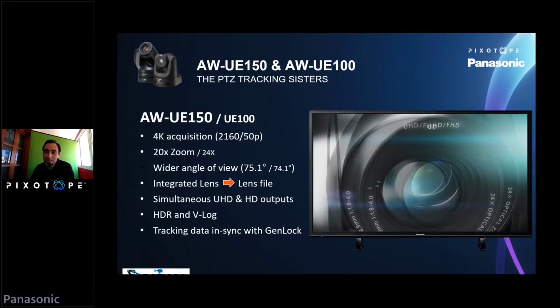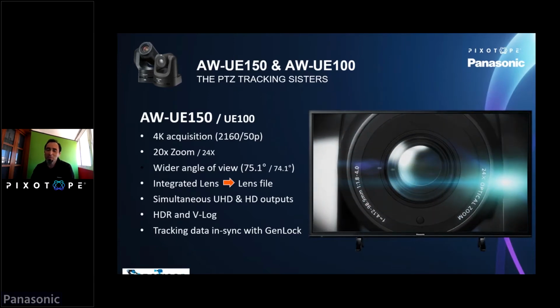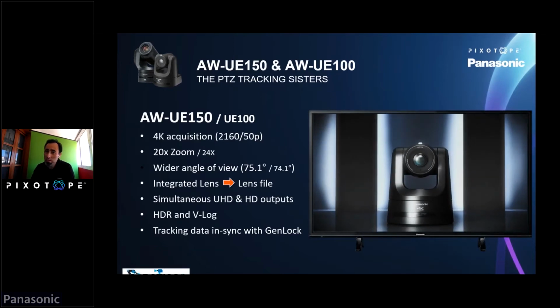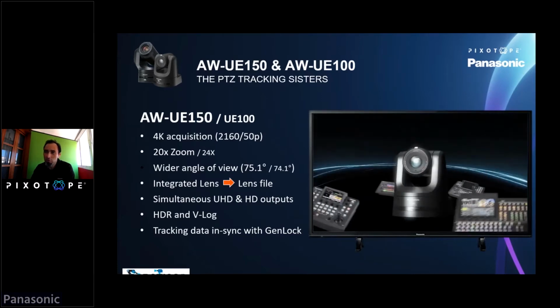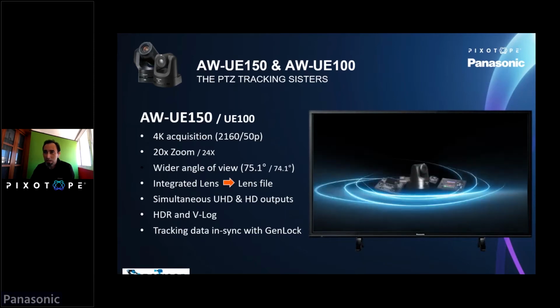The UE150, which is the camera that you have next to you right now, but also the 100, we're talking about 4K PTZ cameras supporting 2160 50p, so it means that both cameras can be used for broadcast. So the frame rate is 50. Also, other frame rates are supported as well.